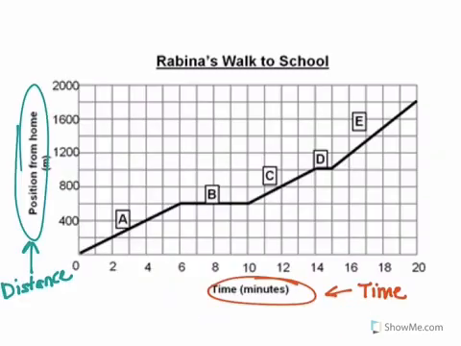So let's see what an example might look like. This is called Rubina's walk to school. And let me explain it a little bit. So on the left-hand side, you see your distance. In other words, your position from home. So let's just say that anywhere along the bottom, this is basically where home is. Okay, and actually I'm just going to draw a little home right here. All right. Now, as you go up farther, you're getting farther and farther away from home.